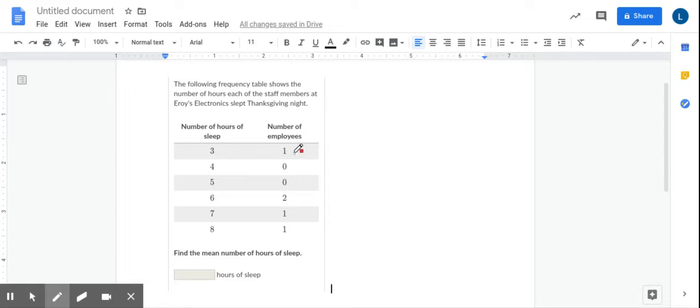So if you see number of employees in the first row is 1, that means that one employee slept 3 hours that night. There was no one else in the company that slept the same amount of hours. Here, where it says 0 employees, that means 0 employees slept 4 hours. No one at the company slept 4 hours. When we look at the fourth row, 6 hours of sleep, we have 2 employees. So 2 employees slept for 6 hours that night.